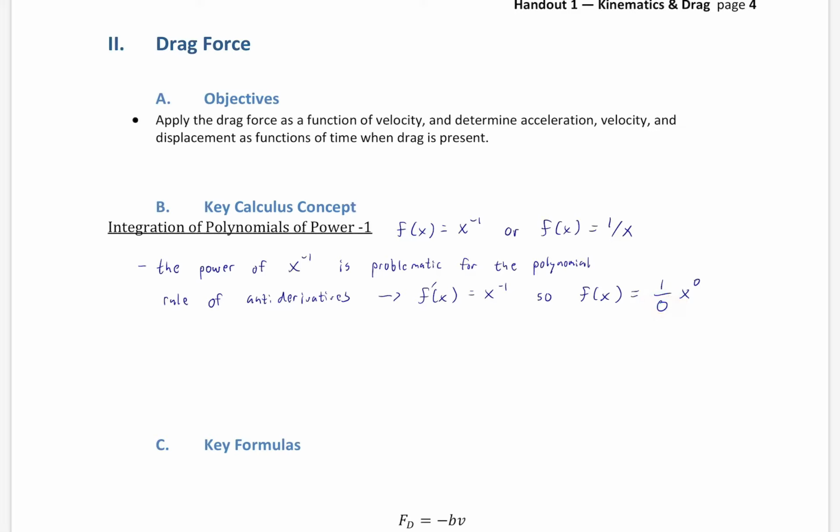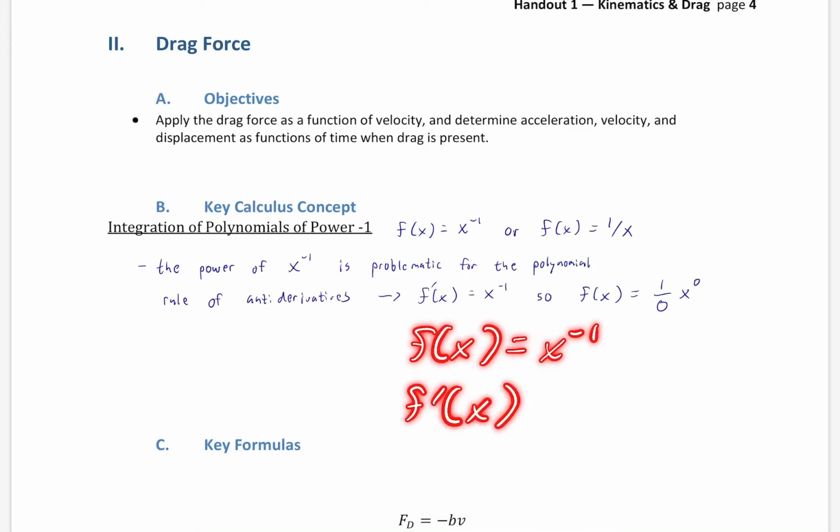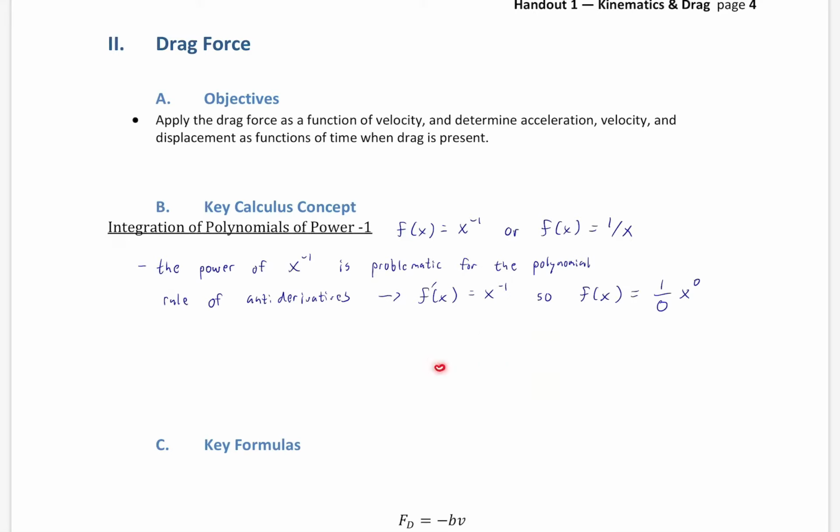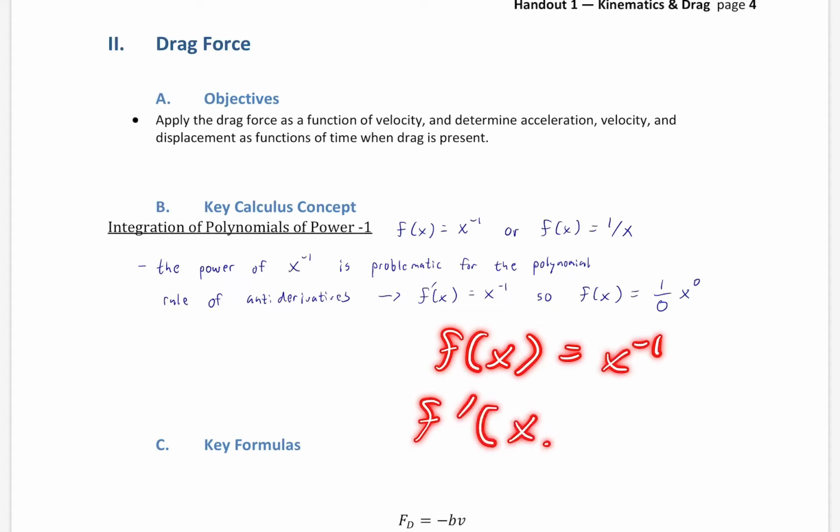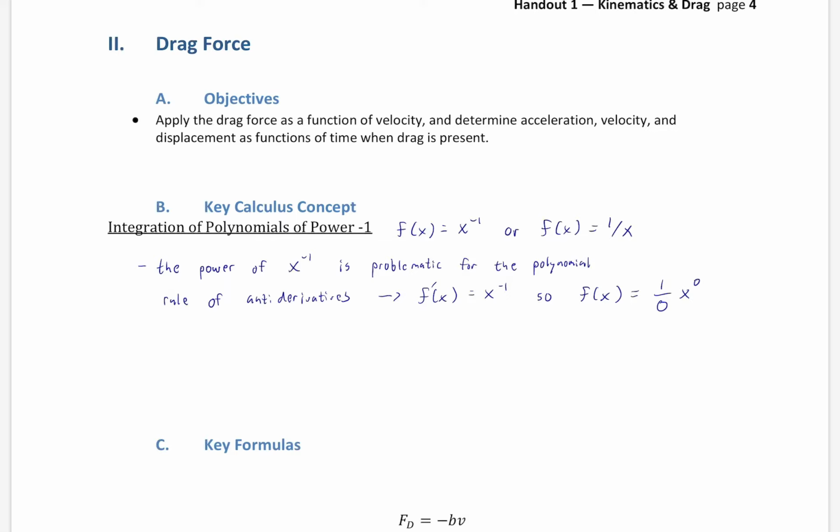For the derivative, it's actually okay because the -1 comes in front, and then I reduce the power and it becomes -2, okay? So if I have f of x equals x to the -1, then f prime of x, so the derivative, is going to be negative x to the -2, because that's fine, I just reduced the power by 1. The problem is the other way, when you're doing antiderivatives, because then we're going to raise the power to 1, which is fine because it's x to the 0, but that means we have to then divide by a 0, and that does not work.